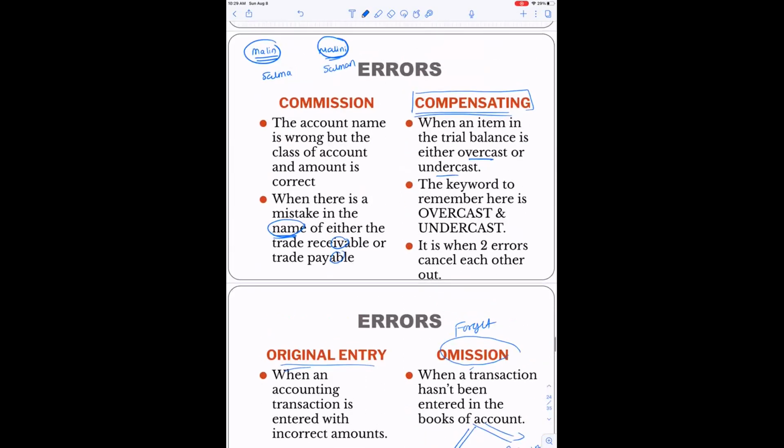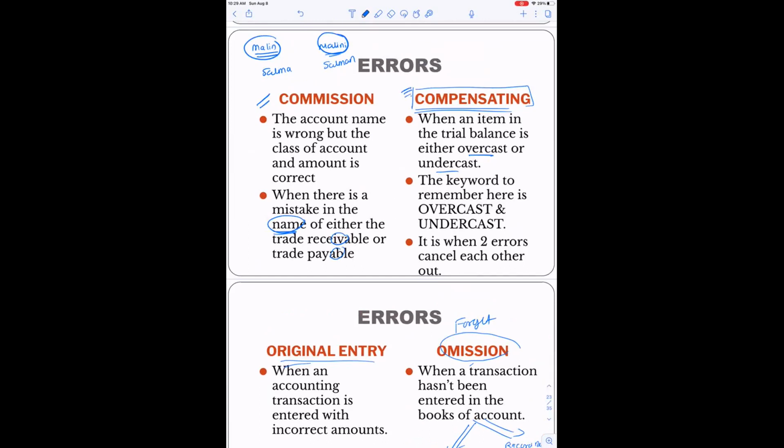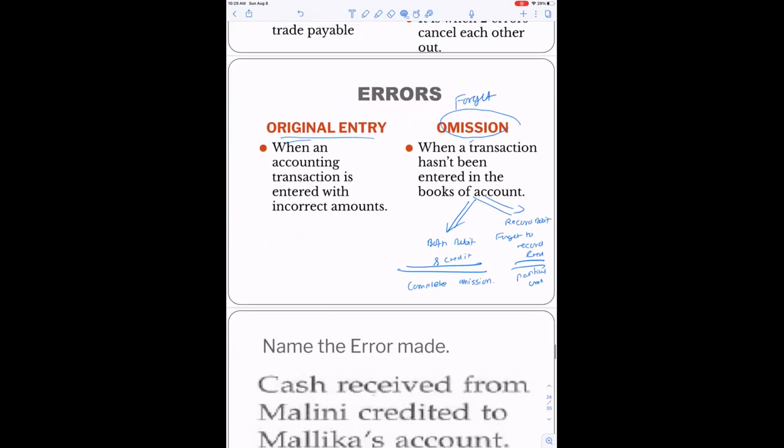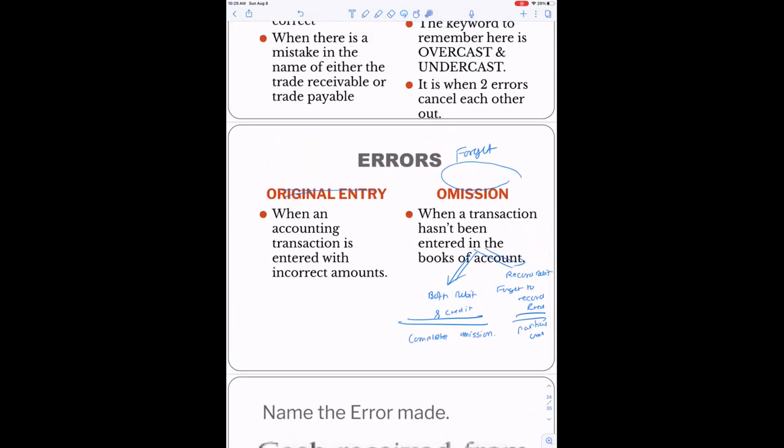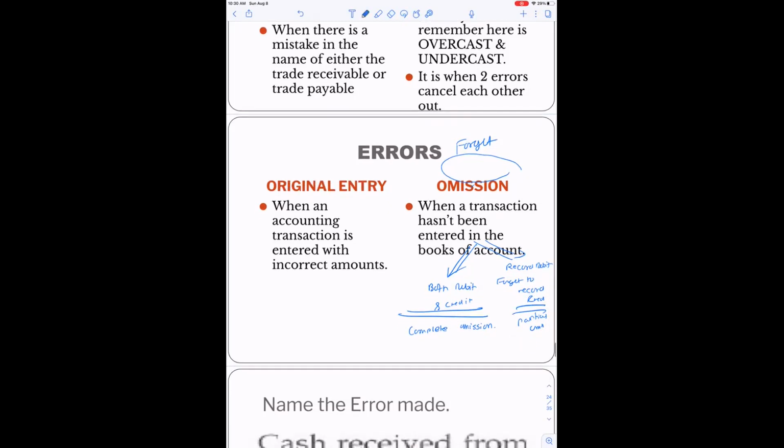So 2 C's: commission and compensation. Commission, you record in the wrong name of account. Compensating is overcast, undercast. Next would be 2 O's: error of omission and error of original entry. When I talk about error of omission, you forget to record the transaction. If you completely forget to record both the debit and the credit, it is complete omission. If you forget to record only a part of the transaction, it would be error of partial omission. Error of original entry, everything is correct, amount is wrong.